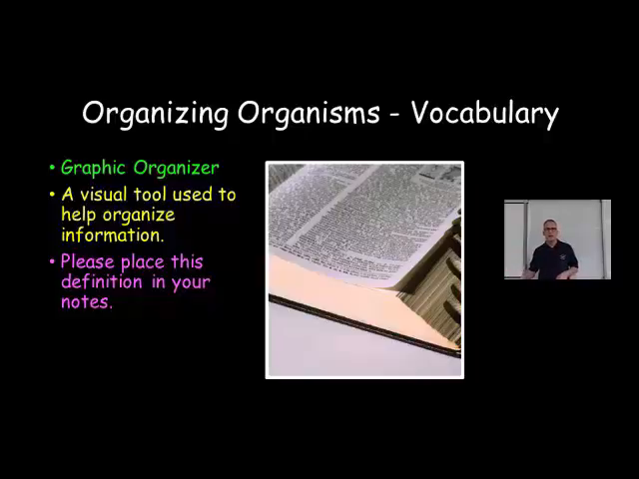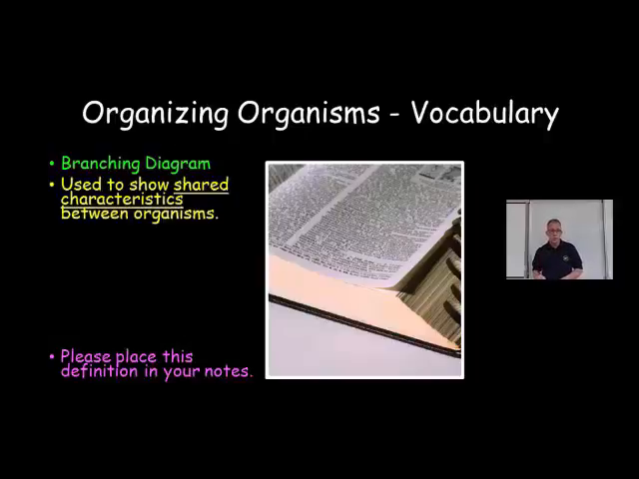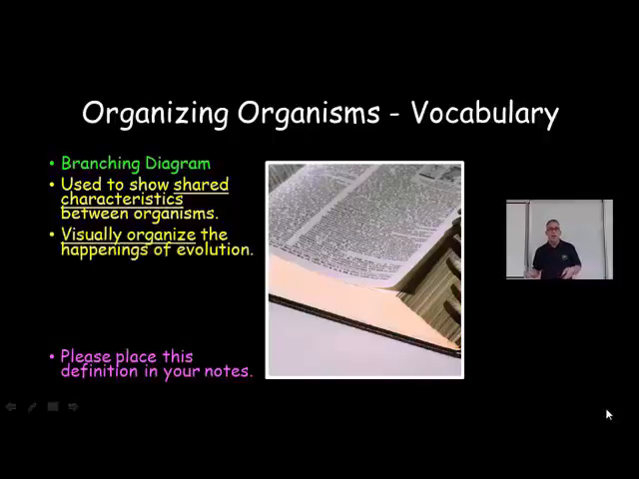Let's go ahead next, everybody, in just a moment here. We're going to look at a branching diagram. Branching diagram, everybody. And again, remember, it says, please paste this definition in your notes. Make sure you do that. It's used to show shared characteristics between organisms. It helps us visually organize the happenings of evolution. So on an evolutionary timeline, what came first, what has evolved most recently, and then what was happening in between.